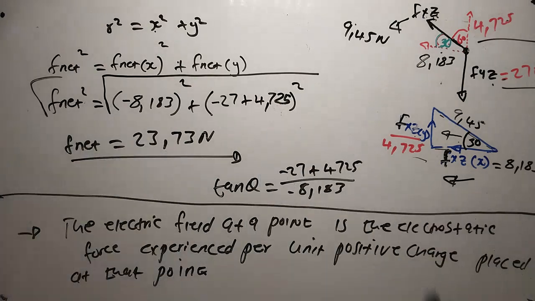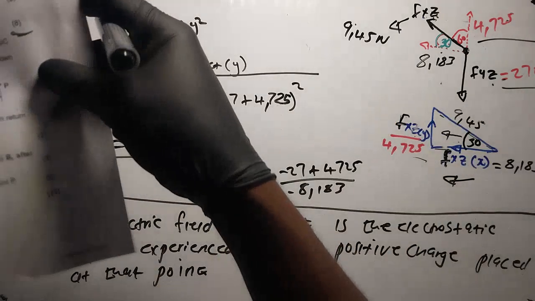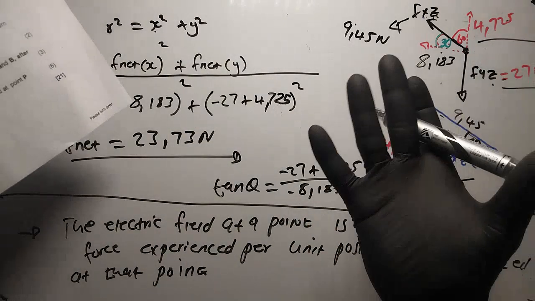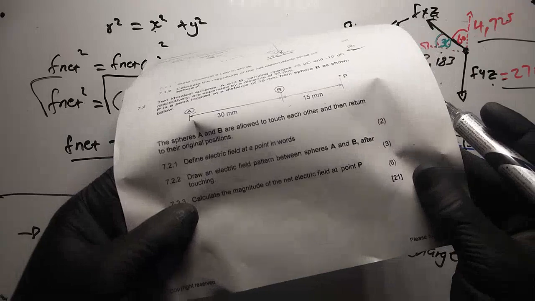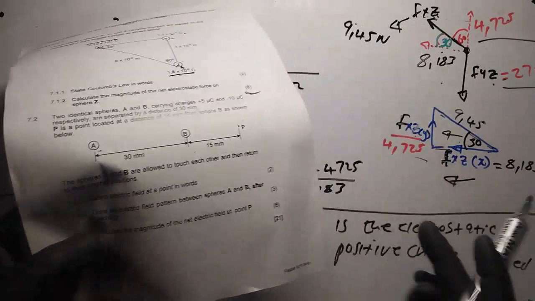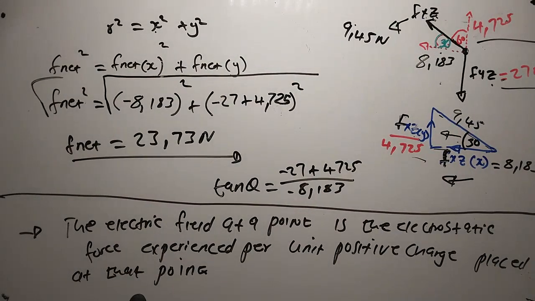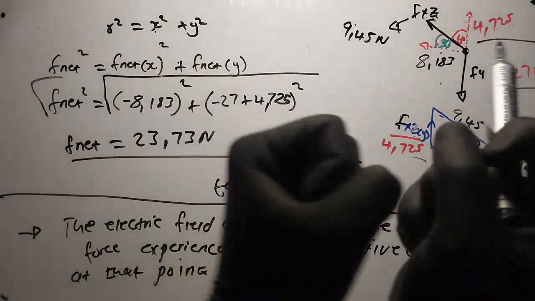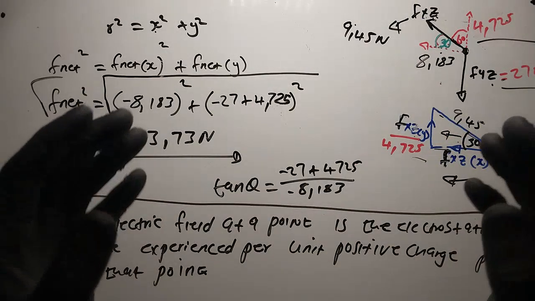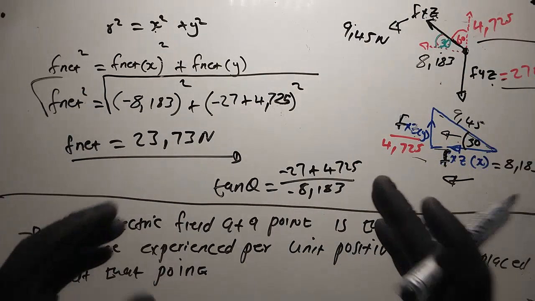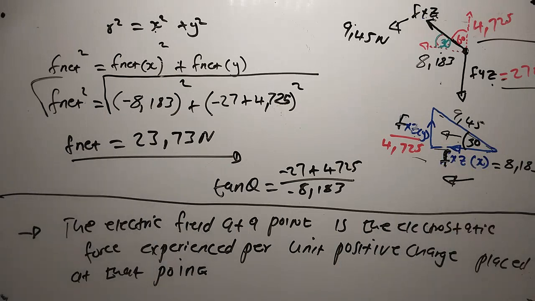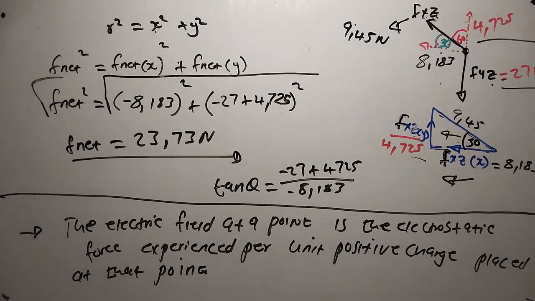If you know this, you can pause the video and take some notes. But if you don't have time for that, you can just download the exam guide for grade 12. You're going to get all these definitions. Now the next thing, 7.2.2, draw the electric field pattern between sphere A and B after touching. I'll give you the hint: if two spheres are brought into contact and then separated, they will both have the same charge. So step number 1, calculate the new charge.